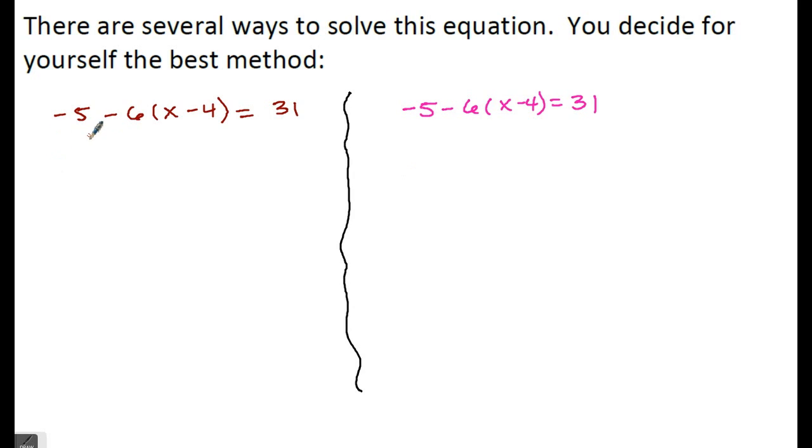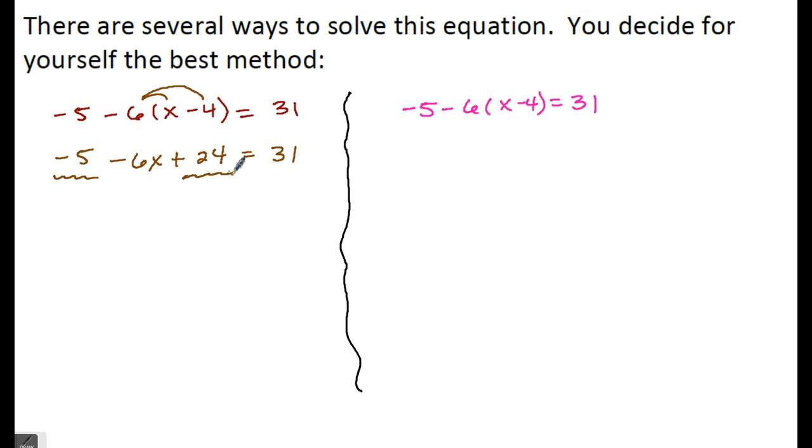For this one right here, the first thing I'm going to do is start with distribution. So I'm going to distribute: negative 6 times x and negative 6 times negative 4. So we have a negative 5, and this is going to give us a negative 6x, and a negative times a negative is a positive. They have the same sign, and if they have the same sign, it's always going to give us a positive. And this is going to equal 31.